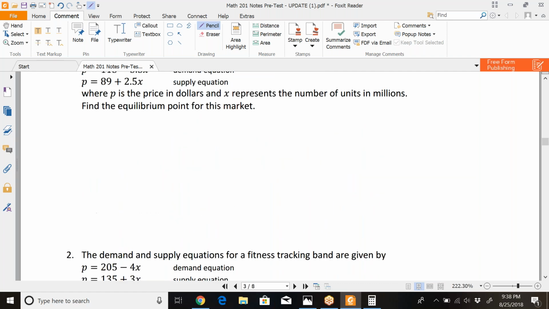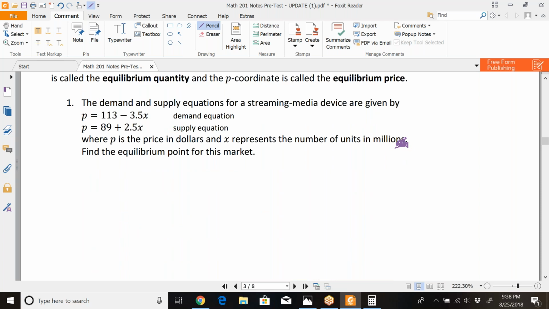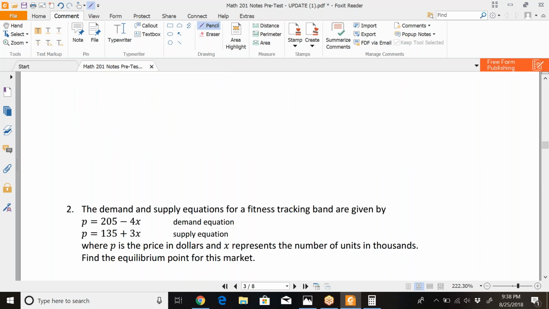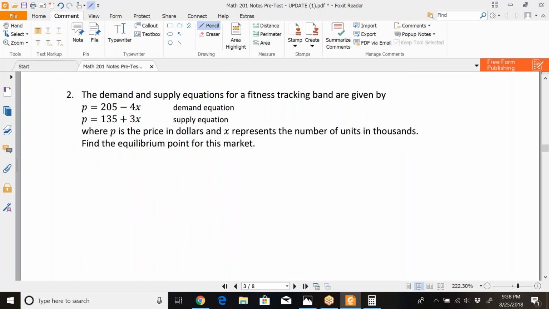I don't believe, yeah, so we didn't write million units on the one in class here. I did not notice that when we were doing it, since we were trying to catch up. So you'll want to go back on your notes for number 1 and make sure you put million units instead of just units. So let's solve this one, and we'll talk about how it's just writing the words in at the end. When you do the equilibrium point, you want to do 205 minus 4x equals 135 plus 3x. You want to set supply and demand equal to each other.